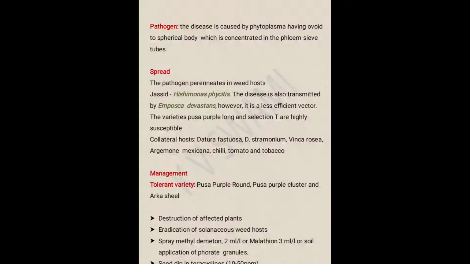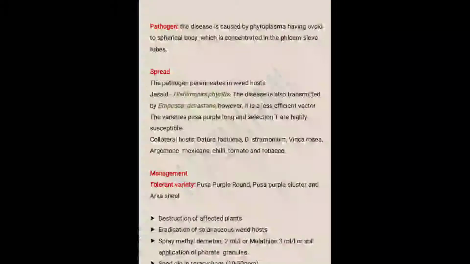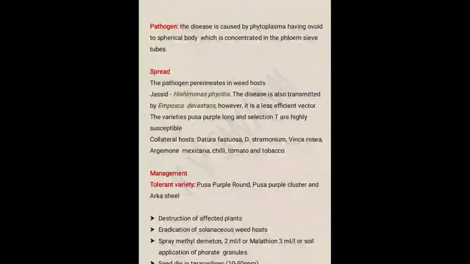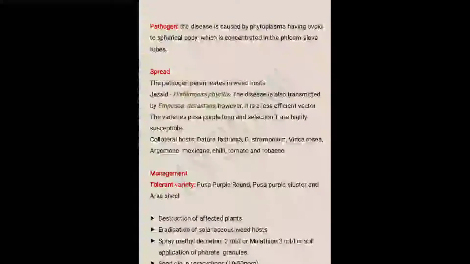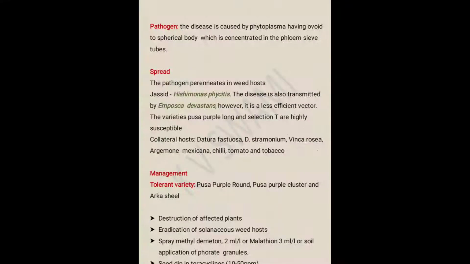Let me discuss about the pathogen. It is also called as etiology, means study of that pathogen, means how does it appear, how does it look like, whether it is septate, aseptate, hyaline, conidia, etc. The disease is caused by phytoplasma having ovoid to spherical body, which is concentrated in the phloem sieve tubes. Okay, this is all about the pathogen.